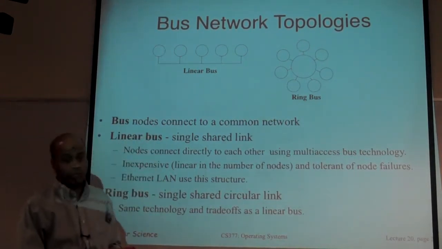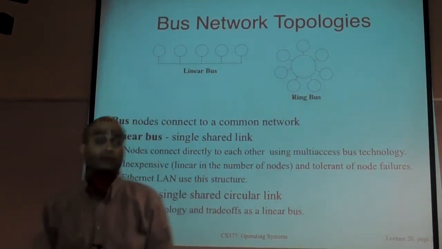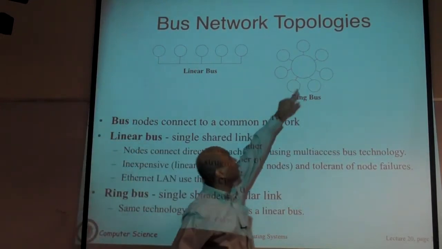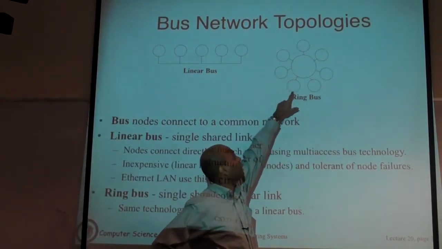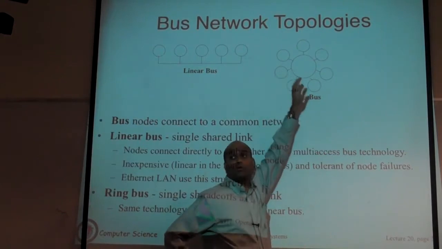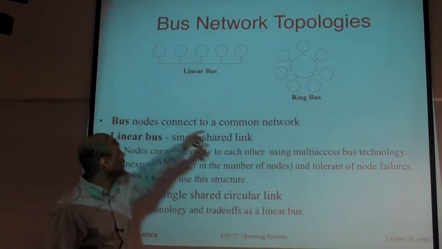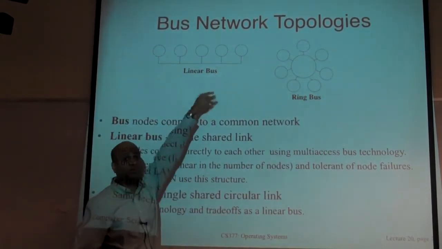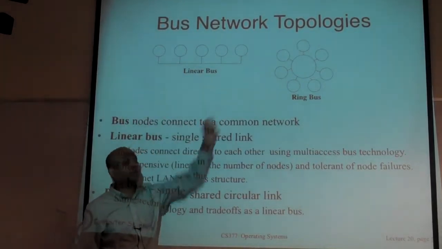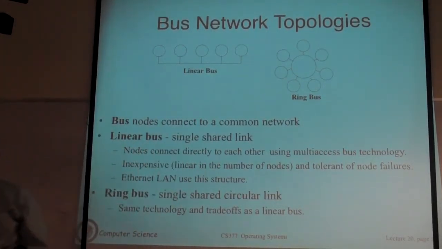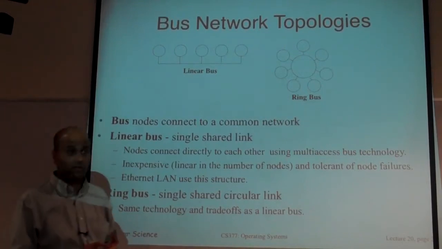The other form of bus topology is what is called a ring bus. Here you basically have a ring which is the shared medium, and nodes are tapping onto the ring. The same is true as a linear bus, except that you can assume that there's a loop that goes from one end to another and you get a ring bus. So all of what I said here is going to apply to the ring bus as well. Only one node can communicate, there can be collisions, and so on. There needs to be some arbitration. That's it.